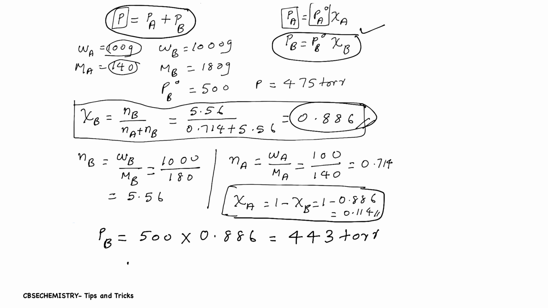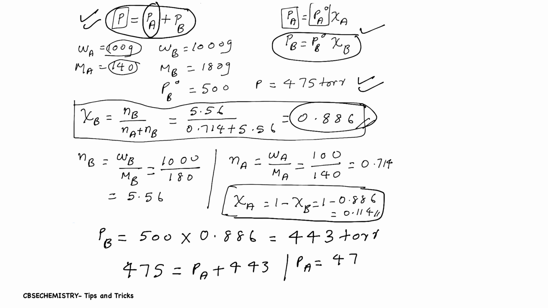Now we can find PA. That is our first task, right? So what is PA? It gives us the equation: P is equal to PA plus PB. What is P? 475, right? 475 is equal to PA plus 443. Now what is PA? PA is equal to 475 minus 443, which is 32 torr. So we got one of the answers.